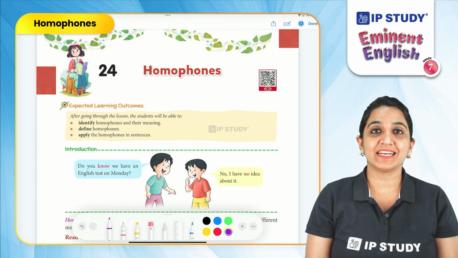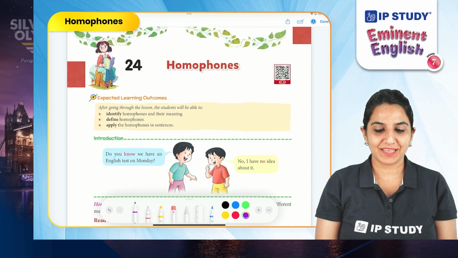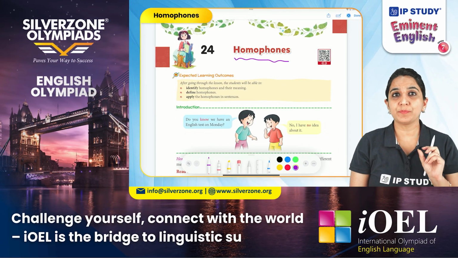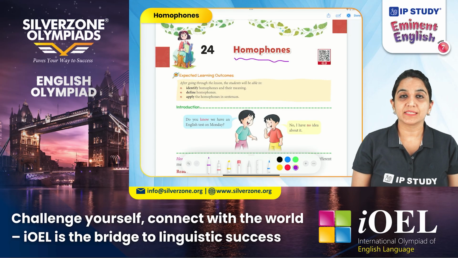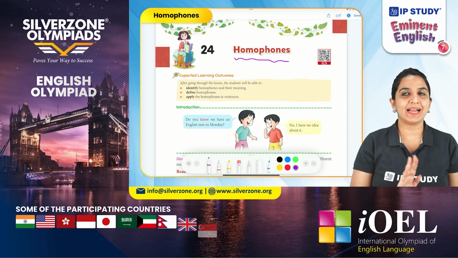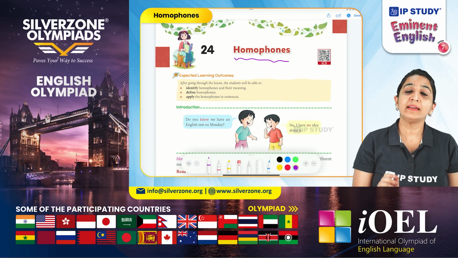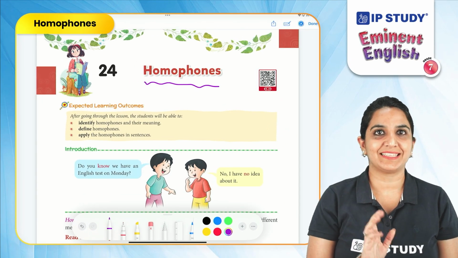Today we will discuss the 24th chapter of Grade 7 English Grammar, and our topic is homophones. These are pairs of words which sound the same, but they have different spellings and different meanings. In this lesson, we will read some of these pairs of words and read their examples.